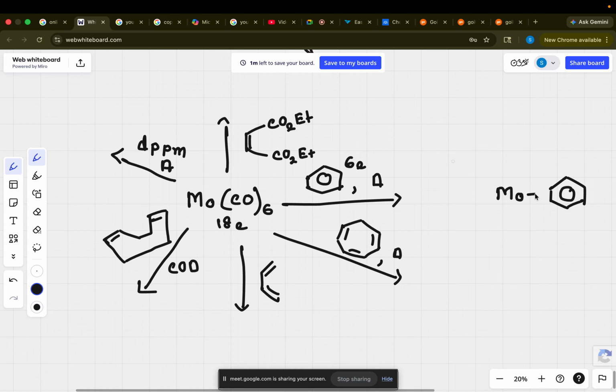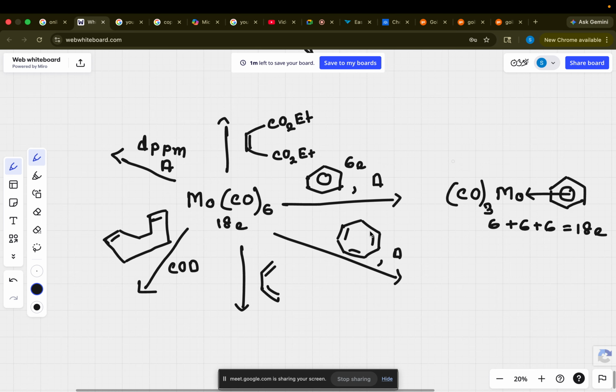All the 6 electrons, the whole benzene group, will donate to the metal center, molybdenum. So molybdenum has 6 electrons, from the benzene ring you are getting 6 electrons, so 12. So how many carbonyls are left? 3. You can see 6 plus 6 plus 6, 18 electrons you are getting.